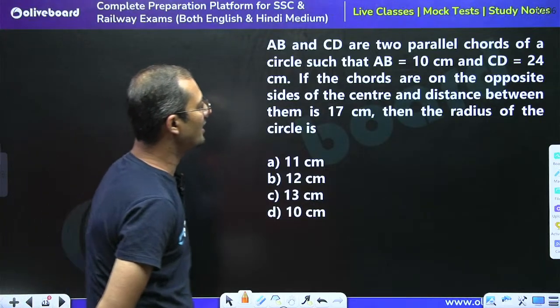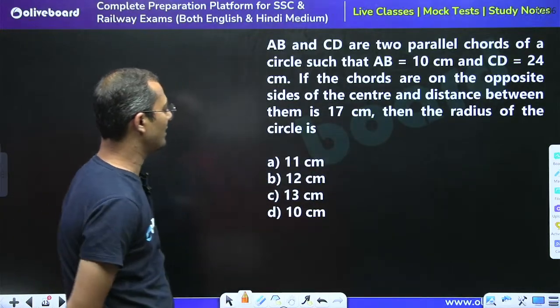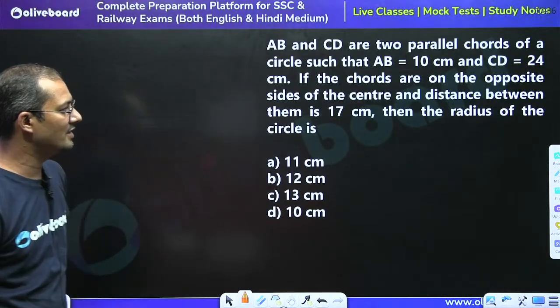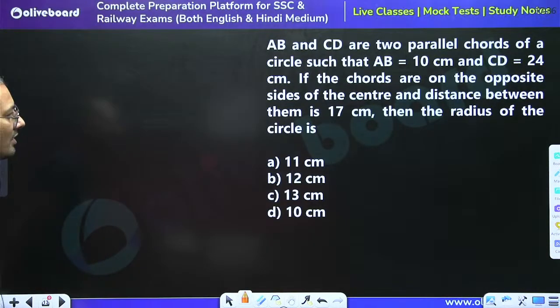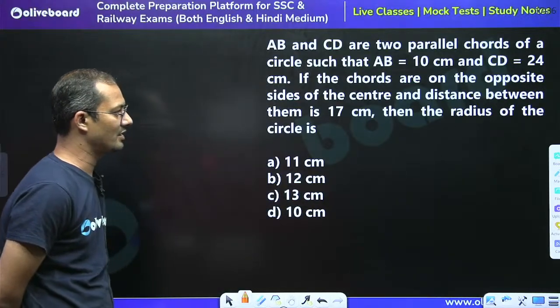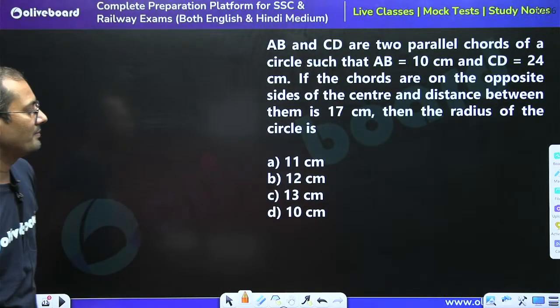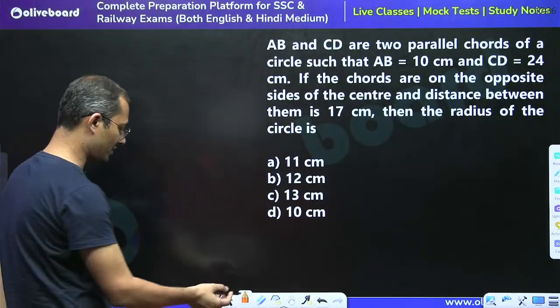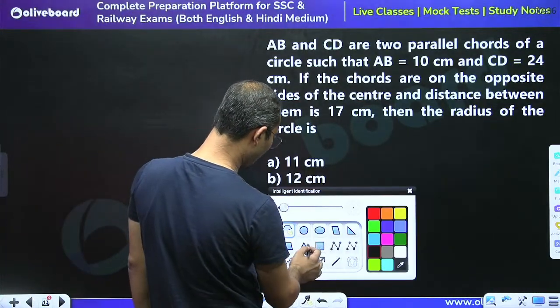AB and CD are two parallel chords of a circle such that AB is equal to 10 centimeter and CD is equal to 24 centimeter. If the chords are on opposite sides of the center and the distance between them is 17 centimeter, then what is the radius of the circle? Now we have to calculate the radius of the circle.